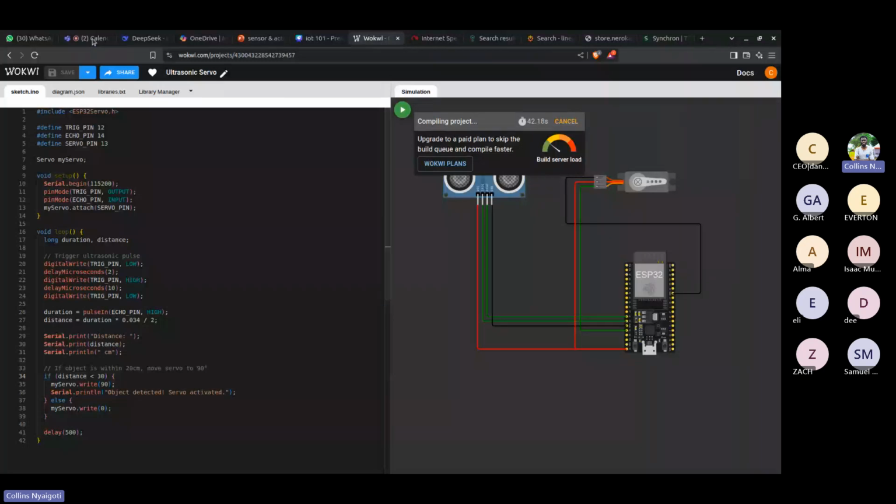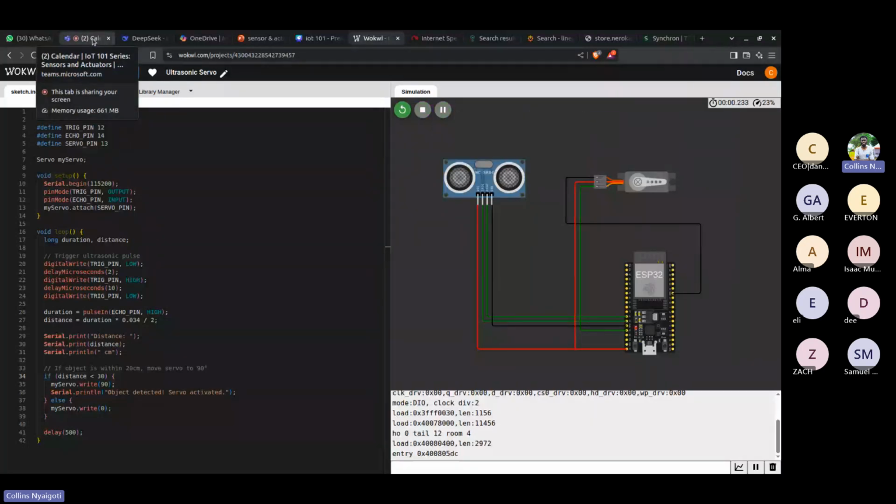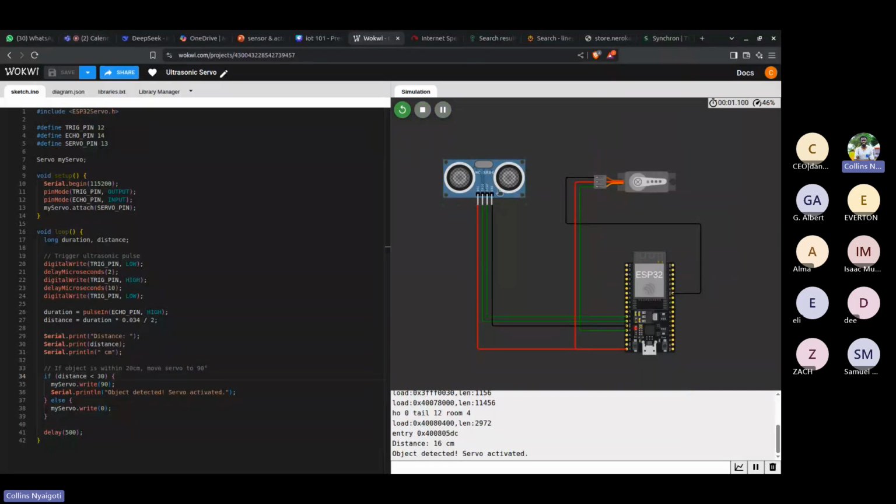Then we move to a Q&A, where we focus the session on answering your questions. Yeah, I think it has compiled. So you see at 95 centimeters, when we go below 30, you see now it's working with 30. Basically, these are the sensors, these are the actuators, these are the microcontroller. That's how sensors and actuators work. I hope you are together.